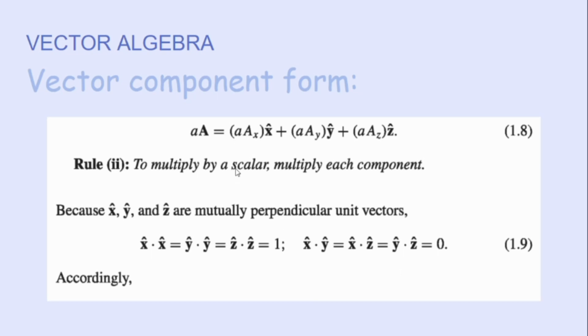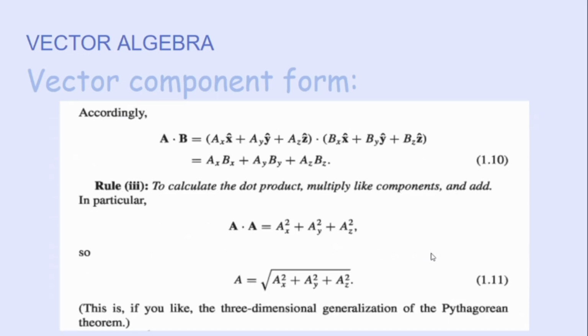We will multiply the scalar with all the three components of the vector. This is rule number 2. Now for rule number 3, we will see that if we take the dot product of the unit vectors with themselves, we will have 1 as the answer, and if we take the dot product of unlike unit vectors, then we will have 0 as the answer. So A dot B will be equal to ax bx plus ay by plus az bz. This was rule number 3 for the dot product.